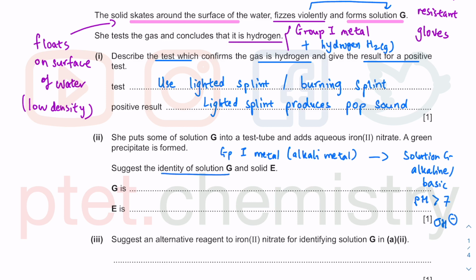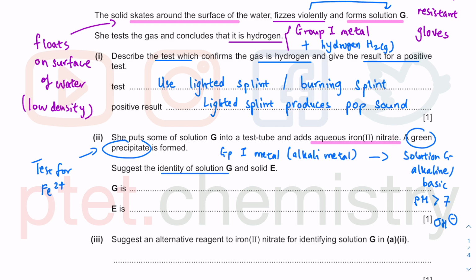What is the identity of solution G? Well, you got a test here. You add some aqueous iron(II) nitrate and you get green precipitate. So this is a test for iron 2+, courtesy of the 2 in the Roman numeral. It means Fe2+ and NO3-.